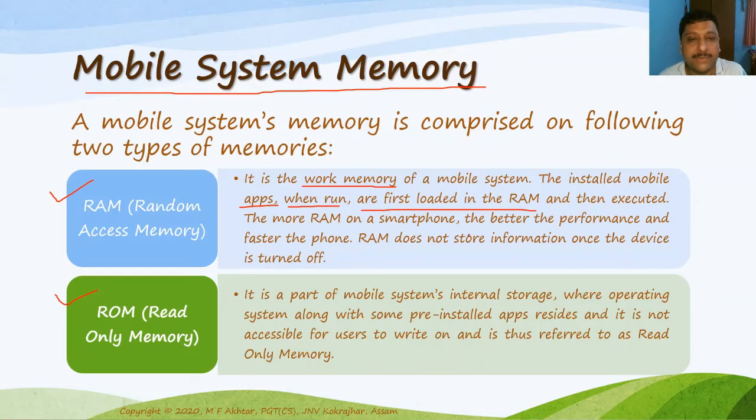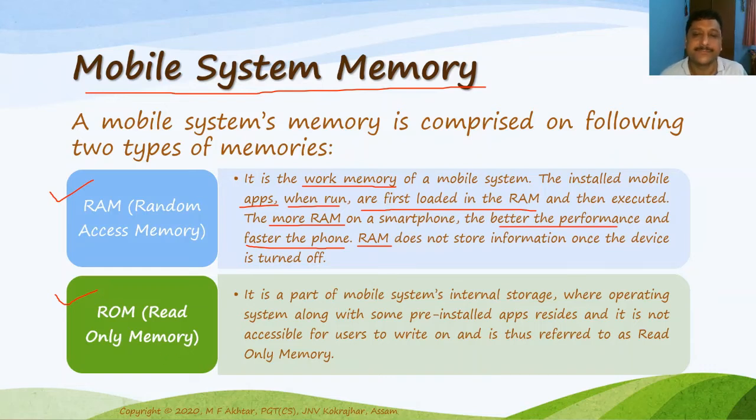The more RAM on a smartphone, the better the performance and the faster the phone. RAM does not store information once the device is turned off. Here we can understand that RAM is a volatile memory. Volatile means temporary memory. If we switch off the device or stop the application, every piece of data stored in RAM will be vanished, removed.